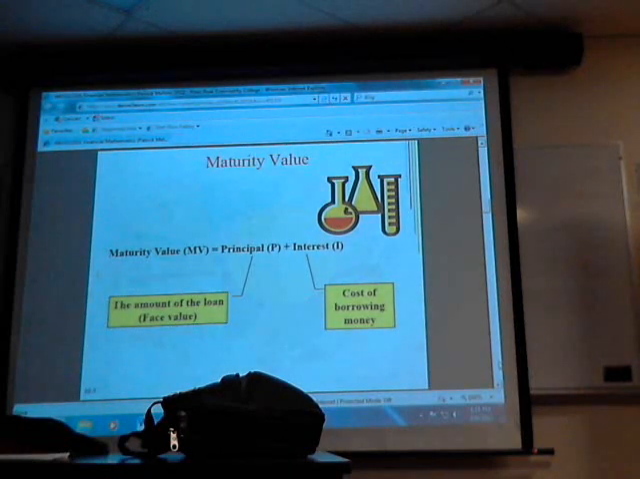What else? Mine's pretty big. Principal balance. You also have an interest rate, R. It's always stated in terms of a percentage. And you also have a time for that loan.